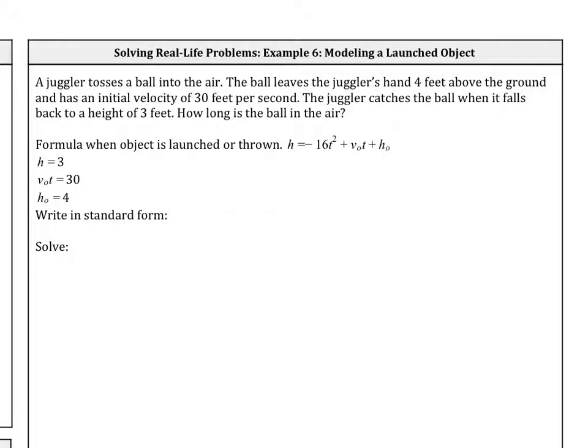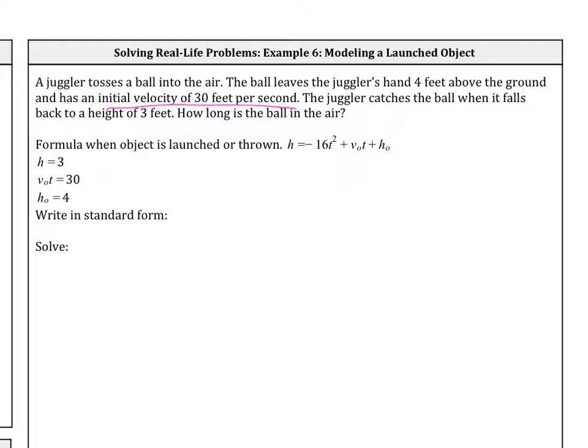So I want to try a word problem with the quadratic formula. A juggler tosses a ball into the air. The ball leaves the juggler's hand 4 feet above the ground and has an initial velocity of 30 feet per second. The juggler catches the ball when it falls back to a height of 3 feet. And we want to figure out how long the ball is in the air.